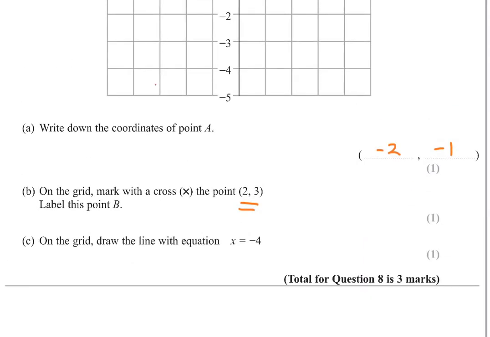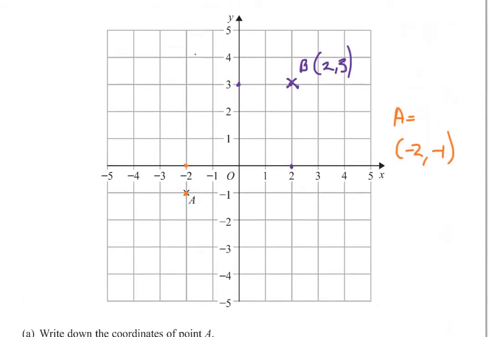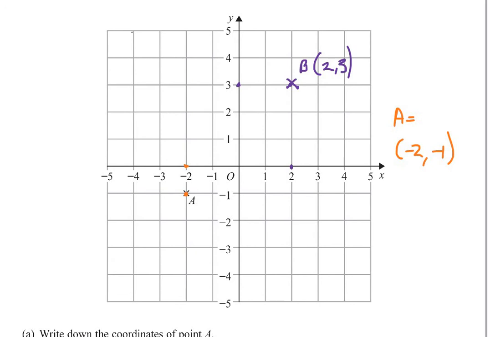Right, so part C, on the grid, draw the line with equation x equals -4. Well, this is just a vertical line parallel to the y-axis in which every x coordinate is -4. So let's do that. You draw yours with a ruler, but it should look something like this, if not a bit straighter. It's the straight line where every point on it has x coordinate -4.